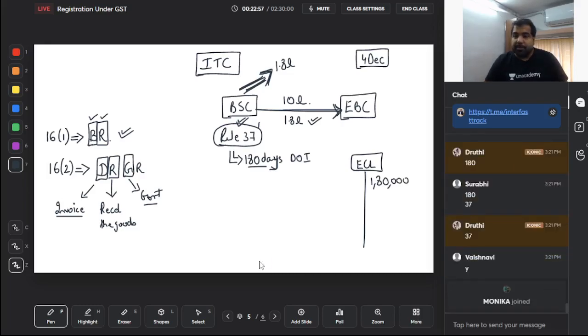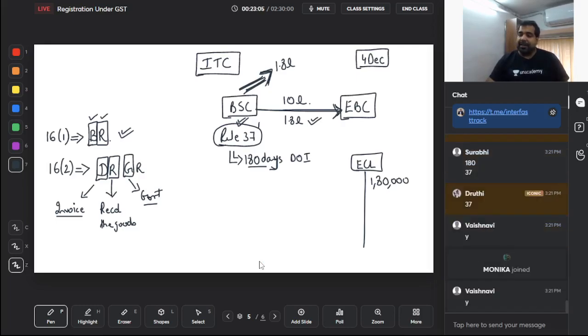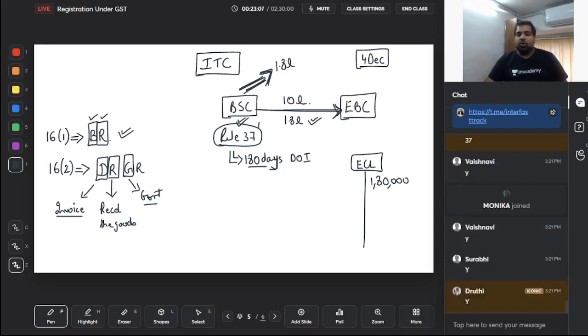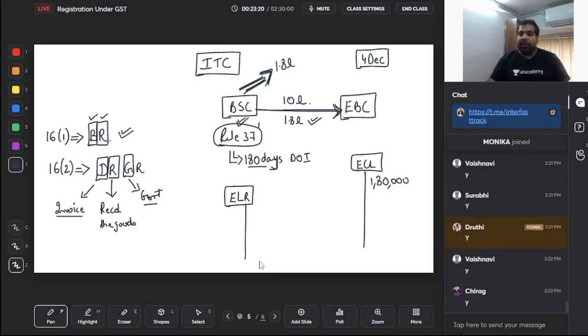But guys, for some reason, I did not pay by 4th December. Am I breaking my promise? The government says, listen, that is not right. So what you need to do is you will have to reverse this amount that you've taken. Did you take a credit of 1,80,000? But did you promise me that you will pay in 180 days? Yes. So if you don't pay, you will have to reverse it.